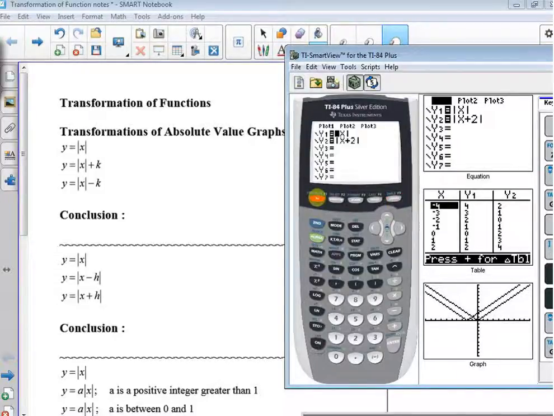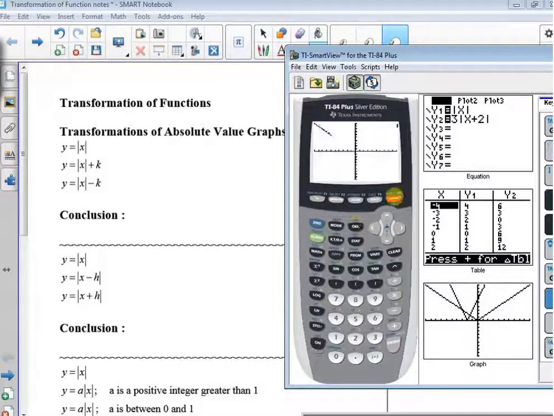Next, go back to y equals and change the number in front. So I'm going to do second delete, which is going to insert. And I'm going to insert a 3 in front of that. And I'm going to get rid of the plus 2 on the inside. And when I hit graph, watch, it gets steeper, skinnier. That's called a vertical stretch.